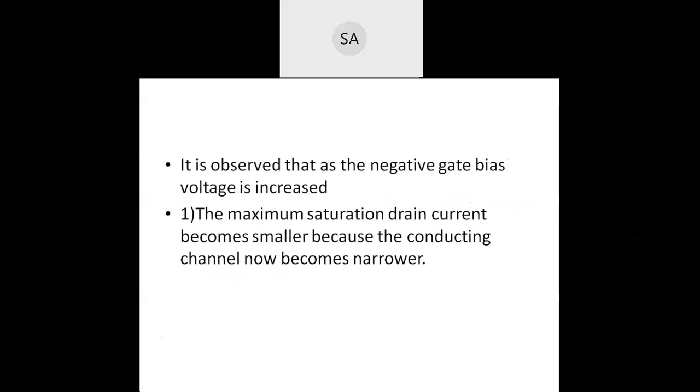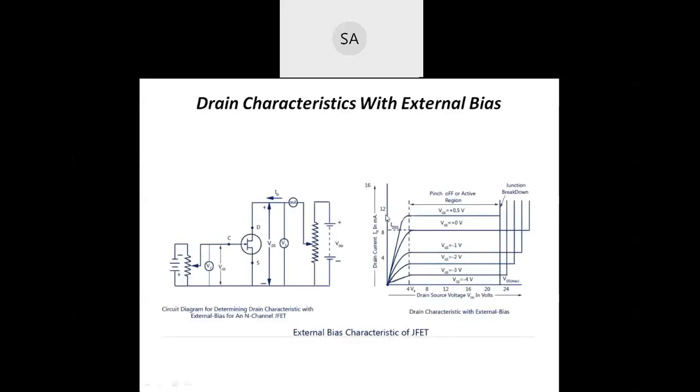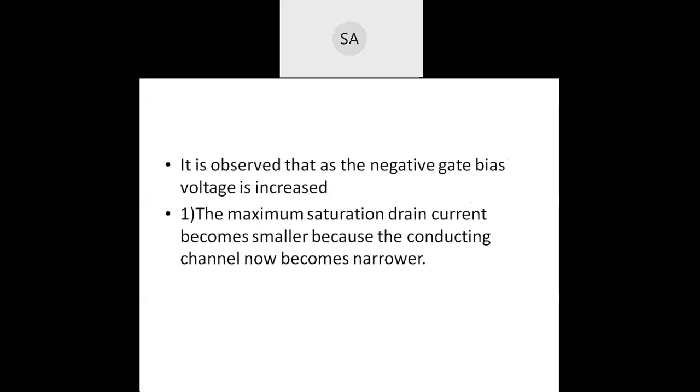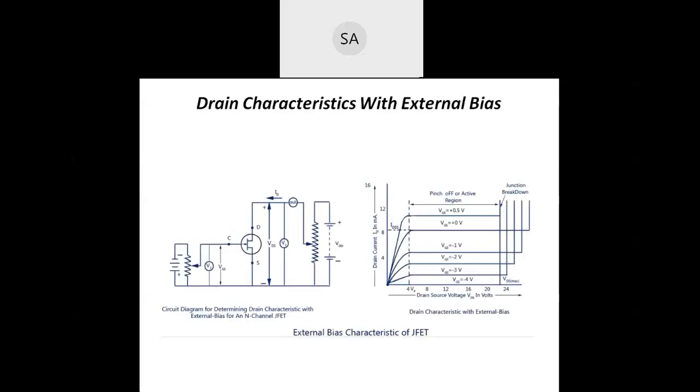It is observed that as the negative gate to source bias voltage is increased, the maximum saturation drain current becomes smaller because the conducting channel becomes narrower. So here this maximum drain current decreases. The maximum current value will be decreasing from this point 8 to 4. That is, the magnitude of this IDSS is decreased.